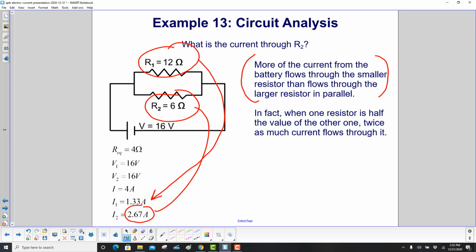And if one resistor was 3 times the value of the other one, 1/3 as much current would flow through it. So it's kind of an inverse relationship there.